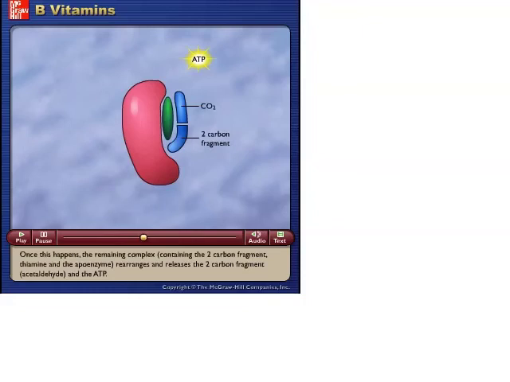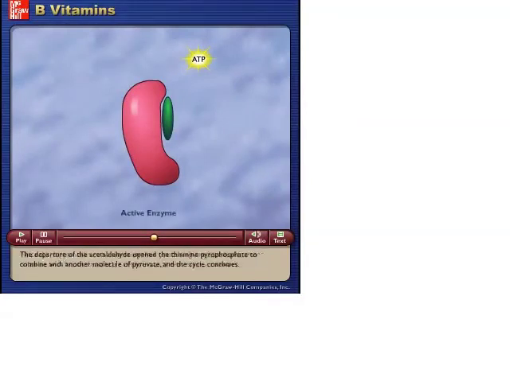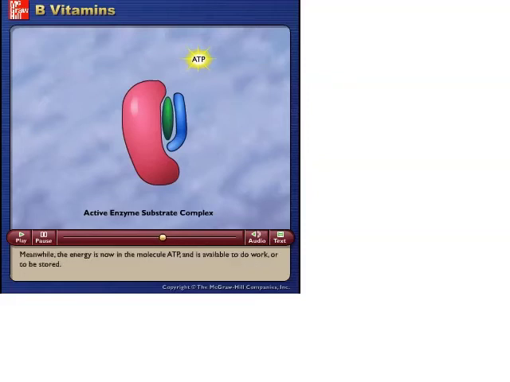Once this happens, the remaining complex, containing the two-carbon fragment, thiamine, and the apoenzyme, rearranges and releases the two-carbon fragment, acetaldehyde, and the ATP. The departure of the acetaldehyde opened the thiamine pyrophosphate to combine with another molecule of pyruvate, and the cycle continues. Meanwhile, the energy is now in the molecule ATP and is available to do work or to be stored.